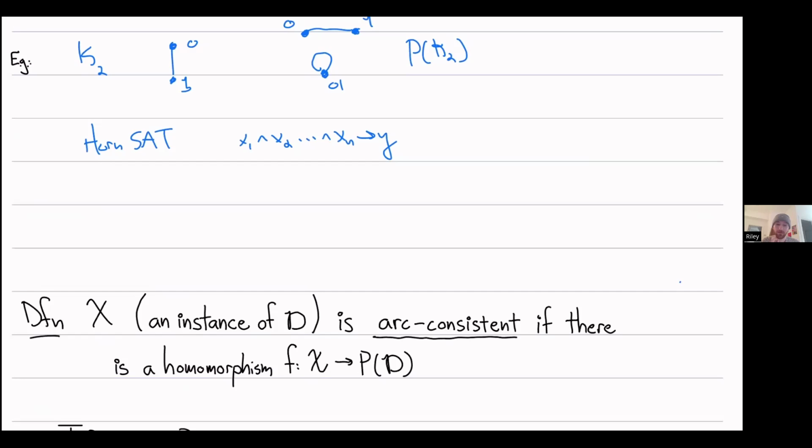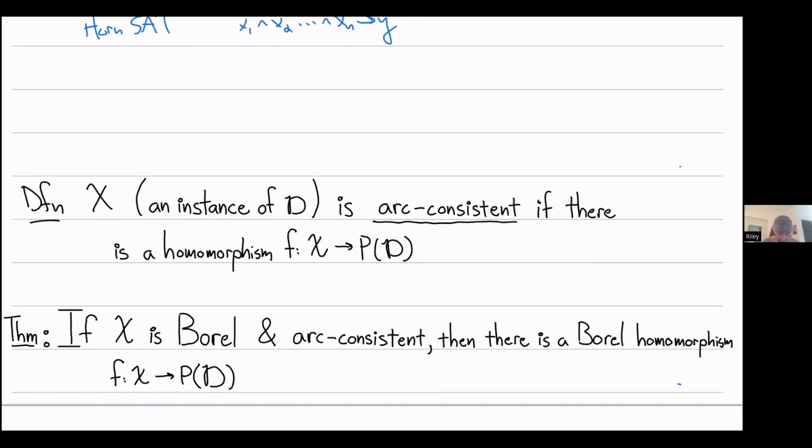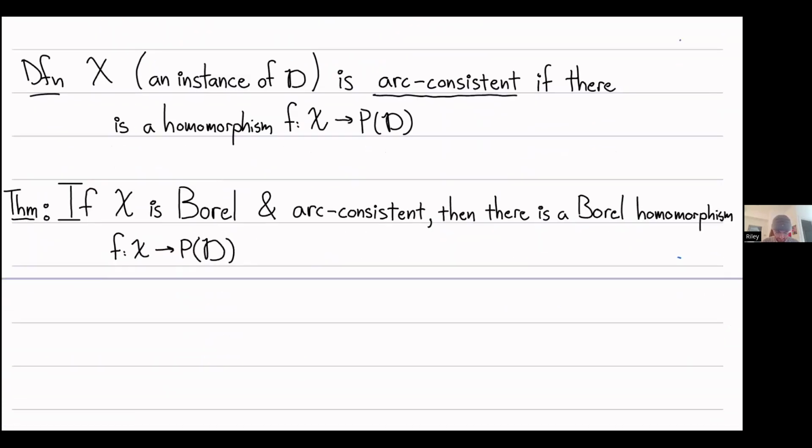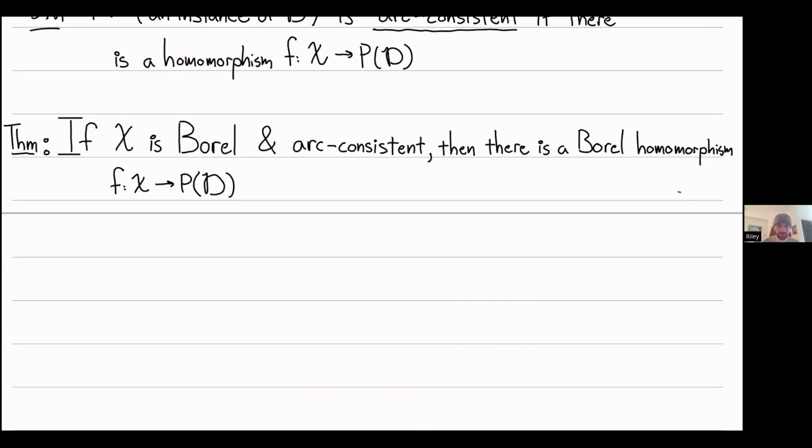The question is, is it sufficient? And sufficient if and only if, of course, P of D has a homomorphism to D. So a theorem is that if we have a Borel instance of D which is arc consistent, meaning that there's just a set theoretic homomorphism from X to P of D, you can build it however you like using the axiom of choice, then in fact there is a Borel one.